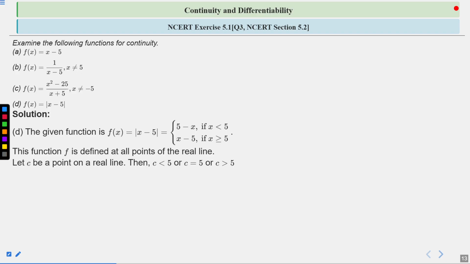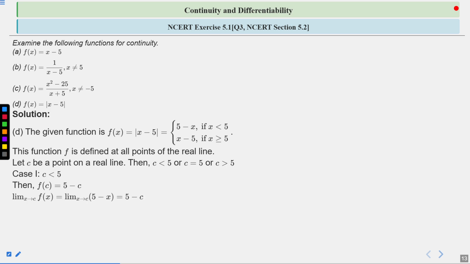Let c be a point on the real line, then c is less than 5, or c is equal to 5, or c is greater than 5. Clear? There can be these three cases. Case 1, c less than 5. Then f(c) will be equal to 5 − c.